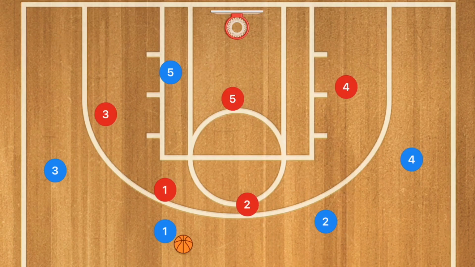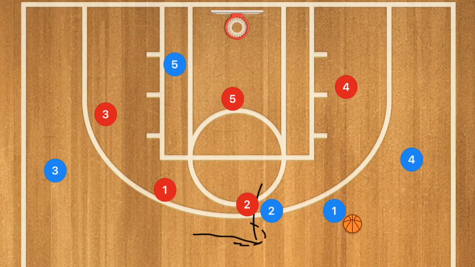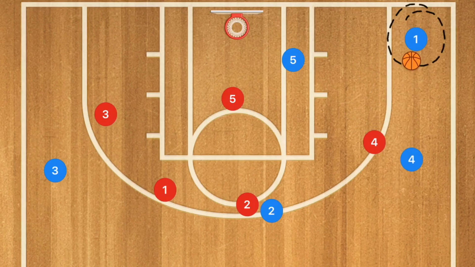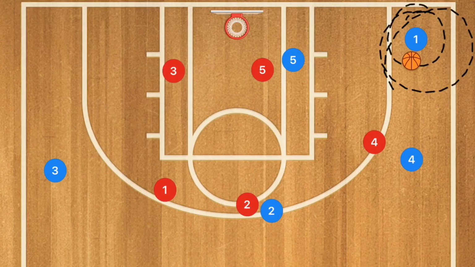Now, another play that I personally really like to run is having player 2 set a screen on player 2 red on that side. Player 1 is going to use that screen, and as soon as player 1 passes that mid-court imaginary line, player 5 is also going to be going down to that low post. He's going to pass to player 4, which will bring player 4 red up. Player 1 should then be wide open in that low corner for the 3-point shot.